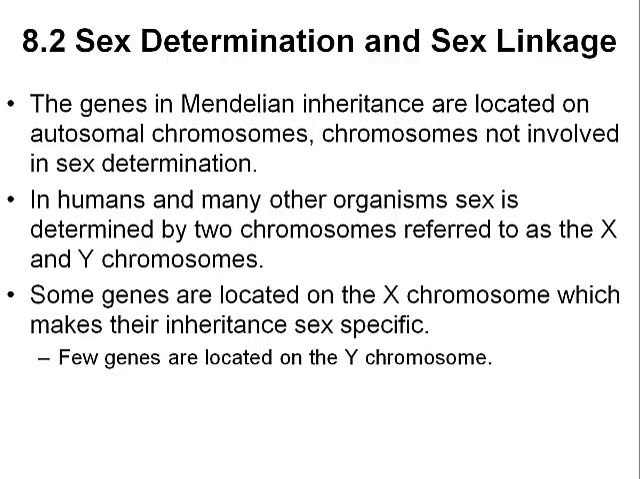We want to spend just a moment at this point talking about sex determination and sex linkage. You realize that the genes that we've talked about so far have all been located on these chromosomes we refer to as autosomal chromosomes, chromosomes that have nothing to do with sex determination. So in humans we have 46 chromosomes total, 44 of which are autosomal chromosomes. The last pair of chromosomes are referred to as the sex chromosomes, and they determine whether an individual is a male or a female. This is true in humans and many other animals, but not all animals.